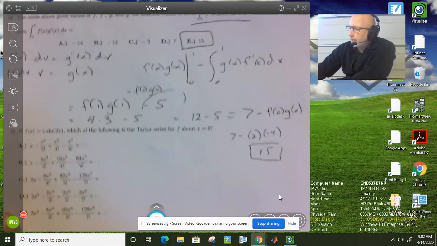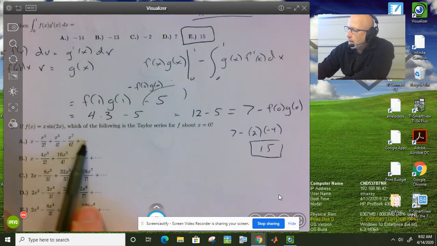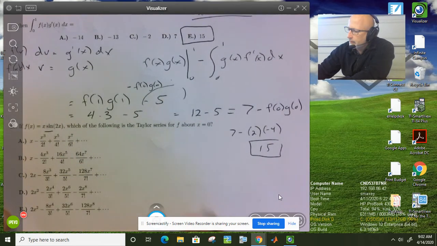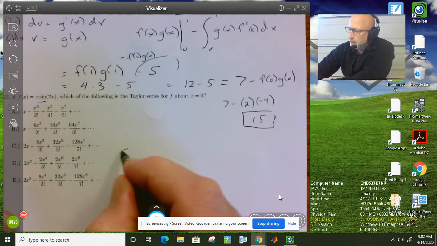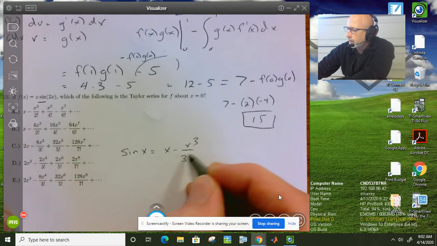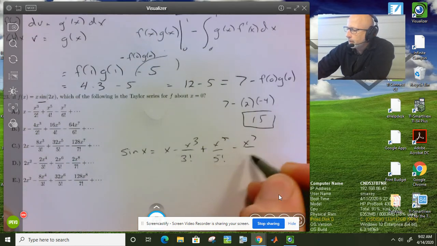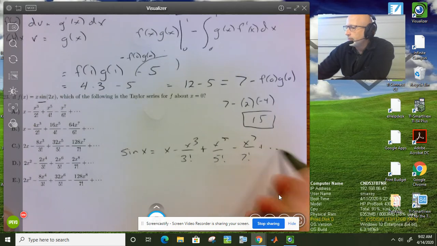Okay, so next one. If f of x is equal to x sine of 2x, which of the following is the Taylor series for this? So I need to start with sine of x. So I know sine is the odd function. So sine of x is equal to x minus x cubed over 3 factorial plus x to the 5th over 5 factorial minus x to the 7th over 7 factorial, and then so on.